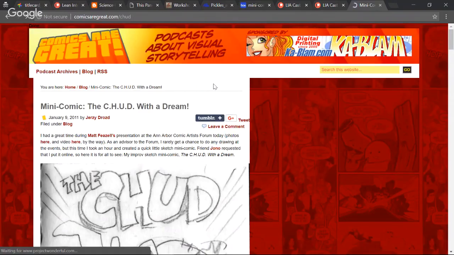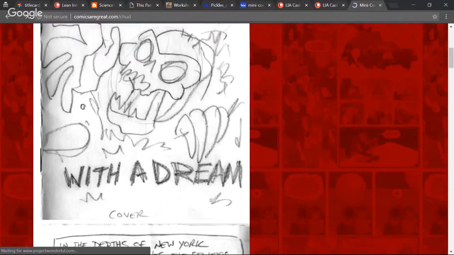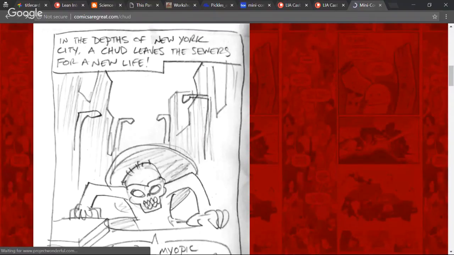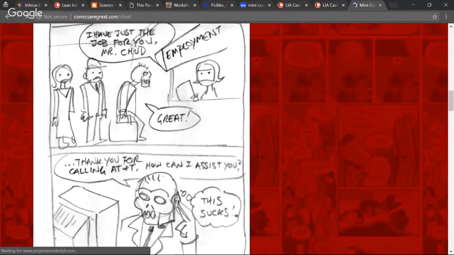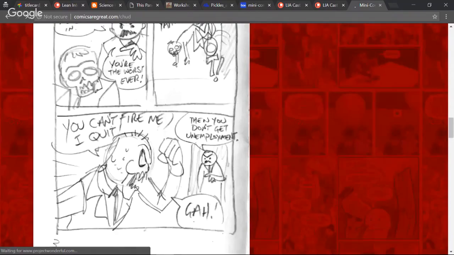Before anybody gets excited, let me pull up Chud with a Dream, because if you're watching on video, it ain't super fancy. This was drawn very sketchy. I would almost call this a thumbnail. I think there are multiple panels on some pages, but there's a lot of full page spreads, 3 panels.